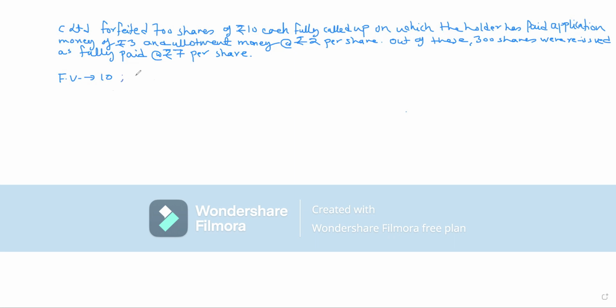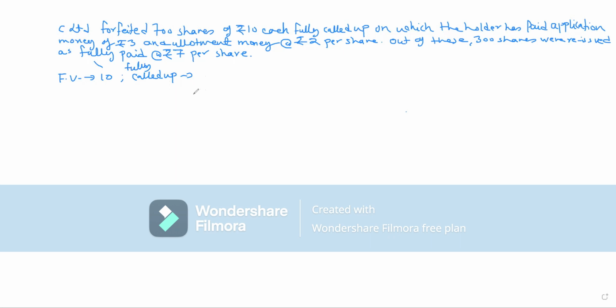Tell me, what do you mean by the word fully called up? Come on. It means my face value is 10, and the company has asked for the entire money of rupees 10. This is what it means. Am I clear with it? Yes, sir.